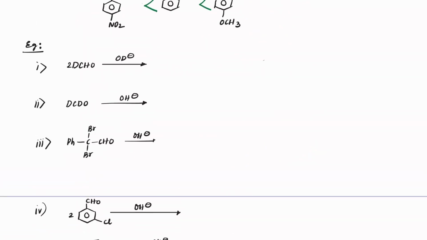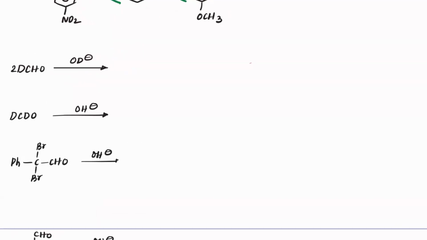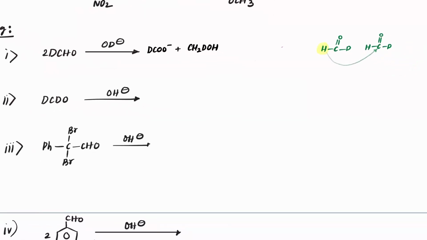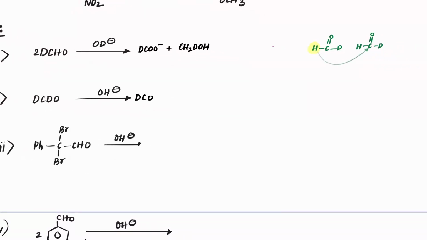Next, in case you have this OD minus, check out which will get migrated from here. Okay, so first I have HC double bond OD here and HC double bond OD here. So basically, you would notice that this hydride is the one which will shift here during the mechanism. So what is the product I will get? I will get this as DCOO minus and CH2DOH, correct? Similarly, in the next case also, only D is migrated, so it will become DCOO minus, and you'll have this as CD3OH.